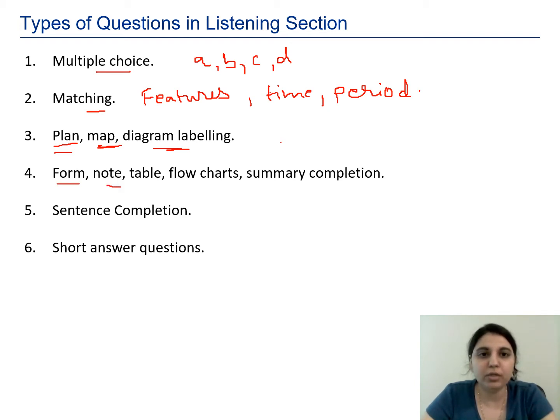Similarly, there are form, note, table, flowchart and summary completion. There will be a table, some of its contents will be incomplete, and you need to complete it after hearing the audio. Then sentence completion and short answer questions. A question will be asked and you simply have to answer it. But one thing you should note is that there will be a word limit. Explicit instructions will be written there, such as no more than 2 words and/or a number, or no more than 3 words and/or a number. You need to adhere to that instruction, because if you don't, you will definitely lose marks. So accordingly you need to write your answer.